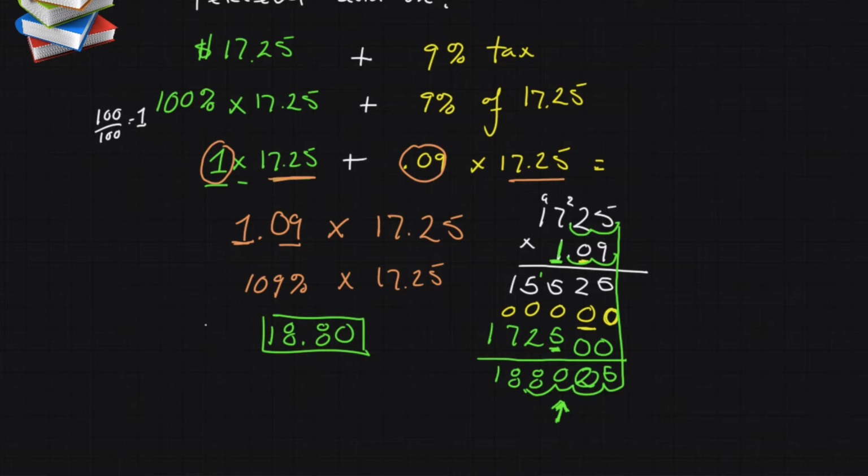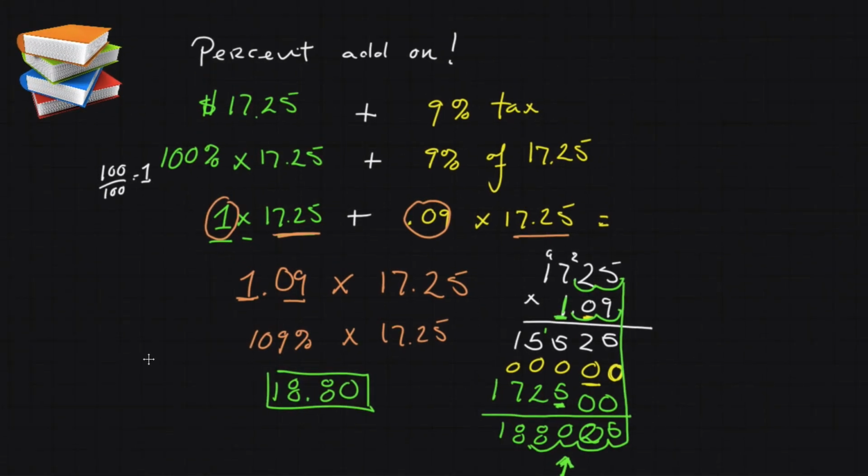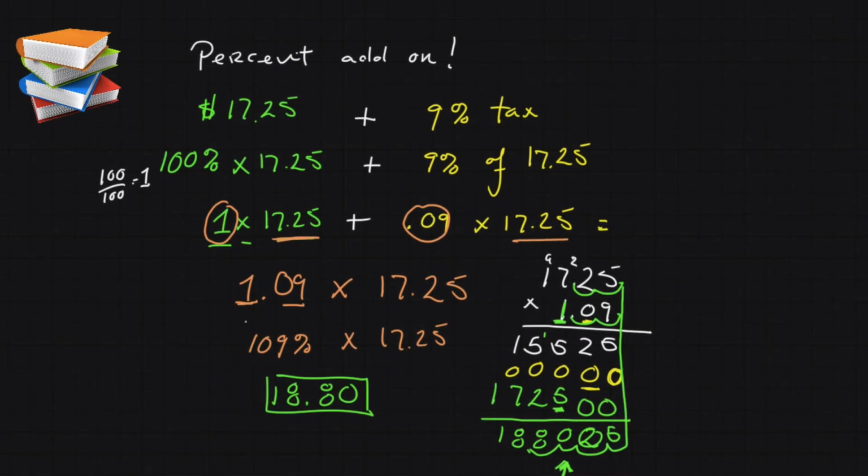Now that answer makes sense. It's a little bit more than the $17.25 that we're paying for the book. Okay, a little bit more than the $17.25. Good, so there's your answer. That's called an add-on. Right, we added on 9%.